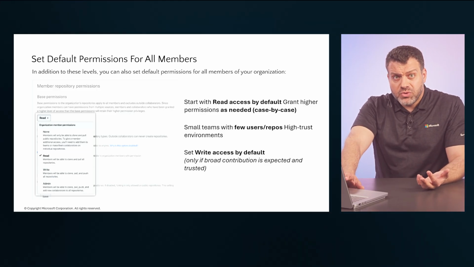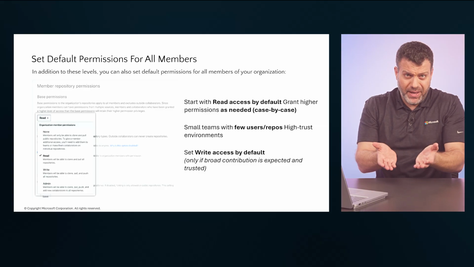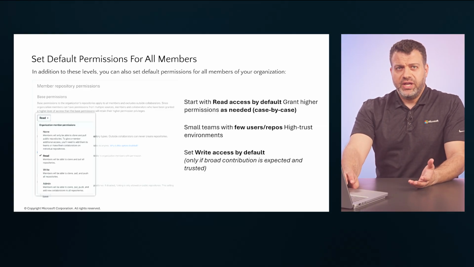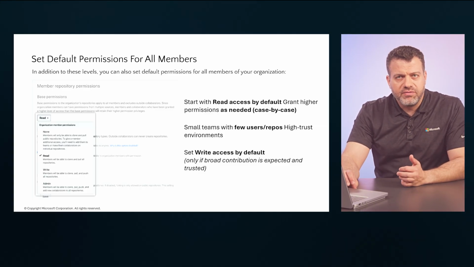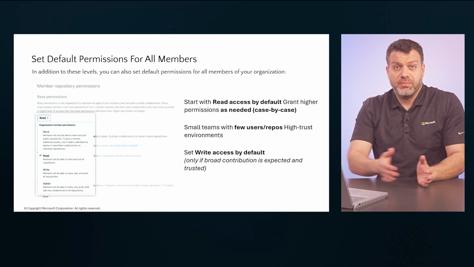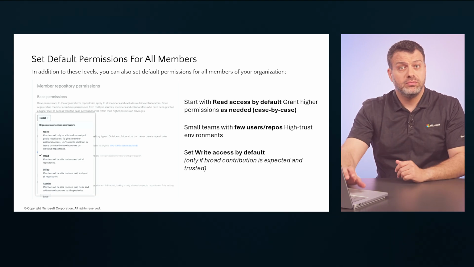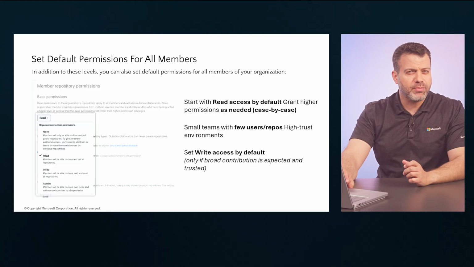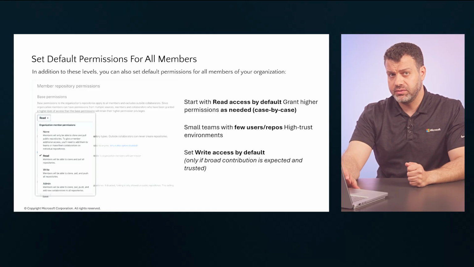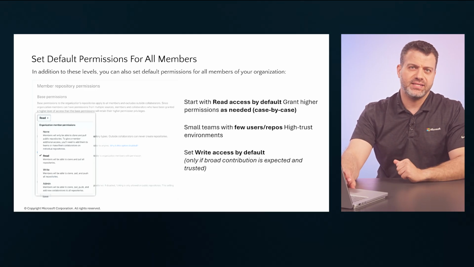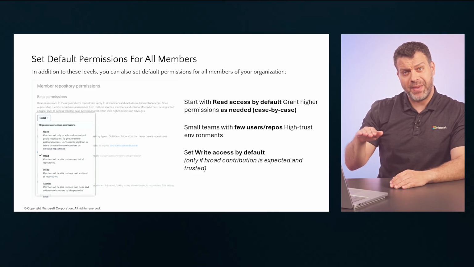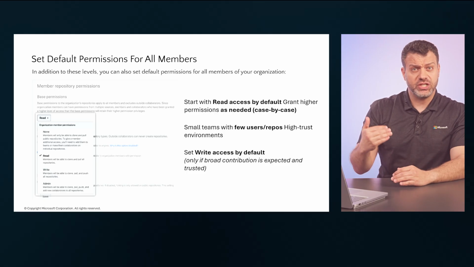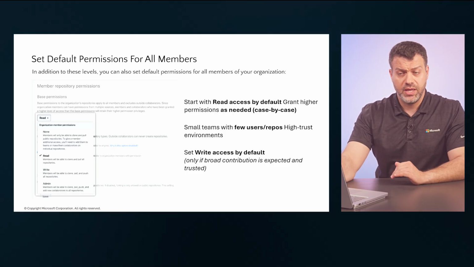However, there's no right approach here. It really depends on the environment. Smaller teams with highly trusted environment might choose broader access. For example, they might choose by default write. This way they can move faster. The key is really balancing that security and productivity. Do not over-restrict, but also avoid giving more access than necessary. So start with that baseline and then adjust access based on the different roles that are needed.